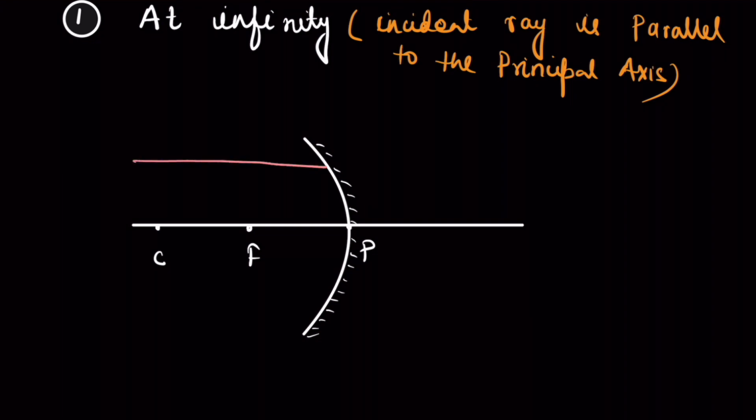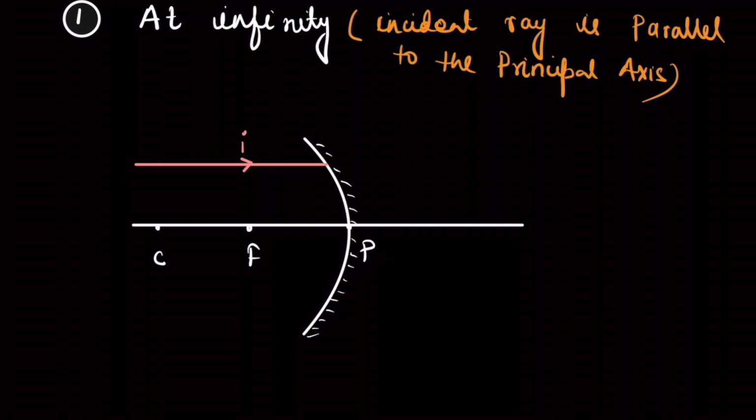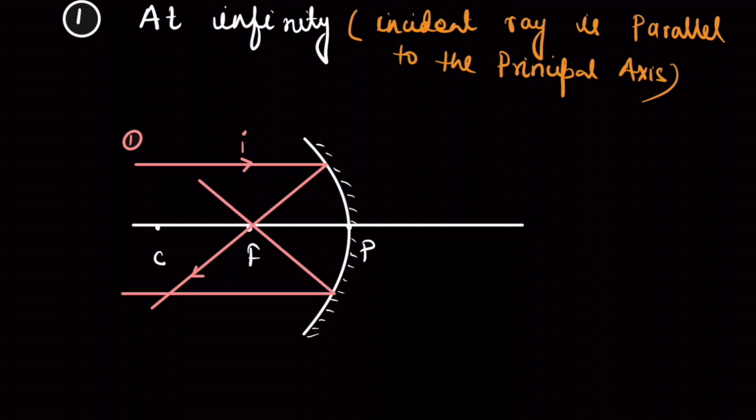So here I am taking one of the incident rays. If you remember rule number 1, when the incident ray is passing parallel to the principal axis, it must pass through the focus. This is the ray 1. Let's take ray 2. This is also parallel to the principal axis, so it must pass through the focus. Where both the incident rays are meeting on the principal axis, there the image is formed. In this case, the image is formed at focus.